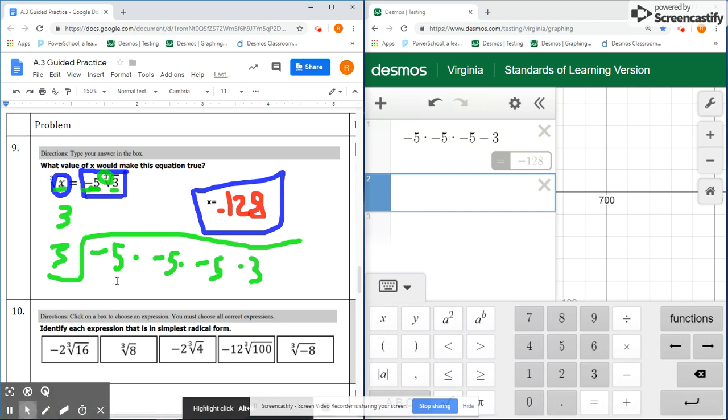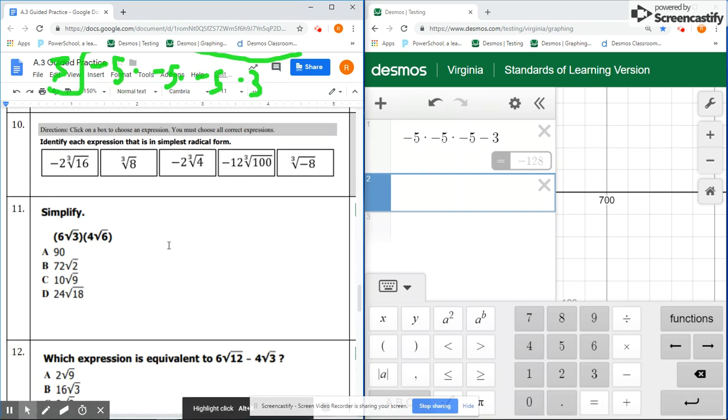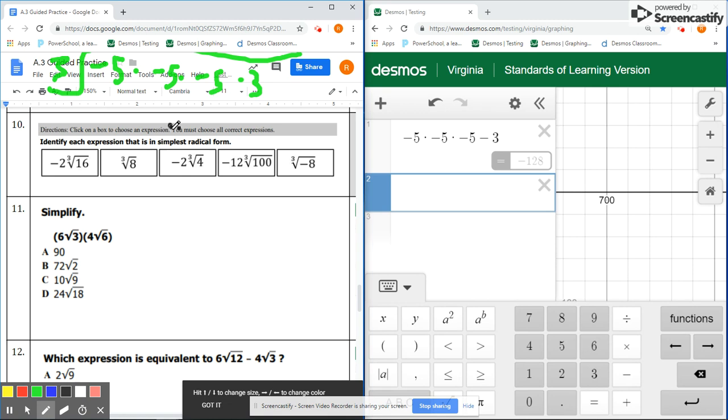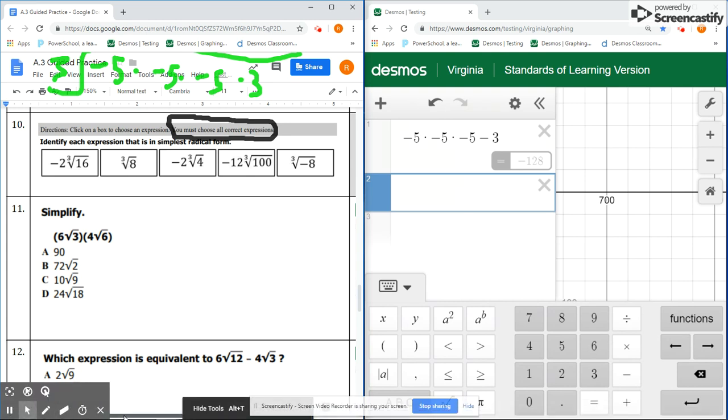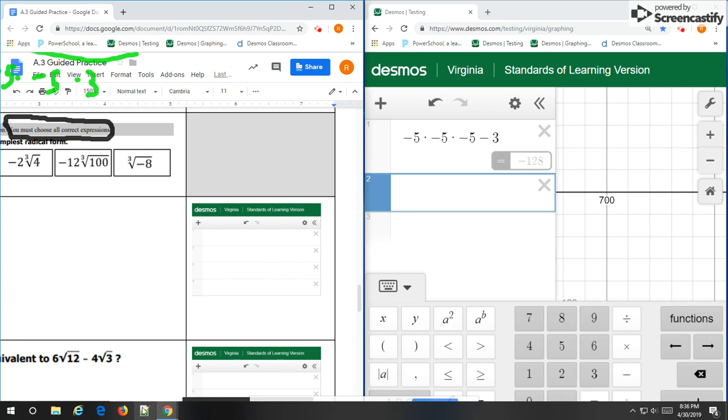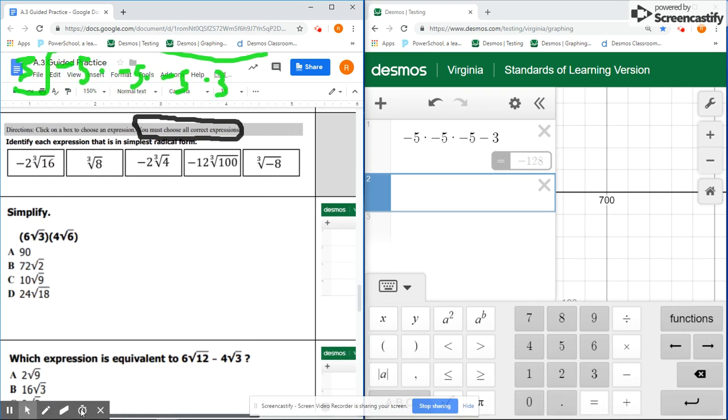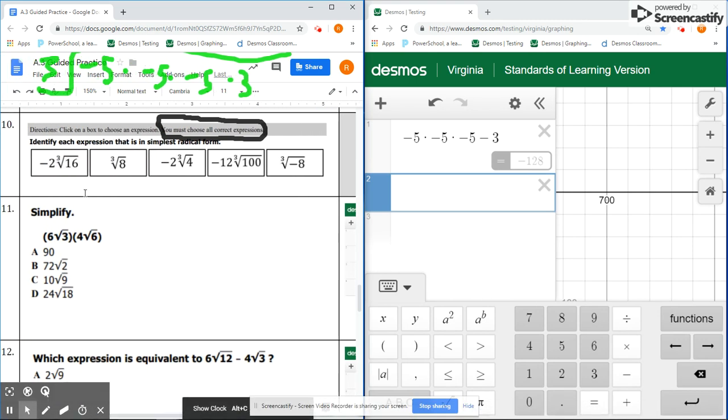All right, number 10. Directions: click on a box to choose an expression. You must choose all correct expressions. This is a big one here. Remember, this means you need to check every answer because there could be more than one. Again, if you look over here to the right, this box is blank. There's no easy way to do this on Desmos. So we are just going to have to remember how to do this mathematically, all right?